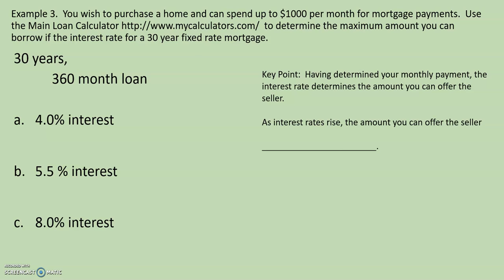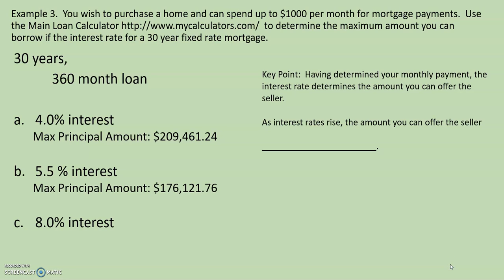At 4% interest, the max principal amount you can borrow is $209,461.24. At 5.5% interest, the most you can borrow is $176,121.76. And at 8% interest, the most you can borrow is $136,283.49.